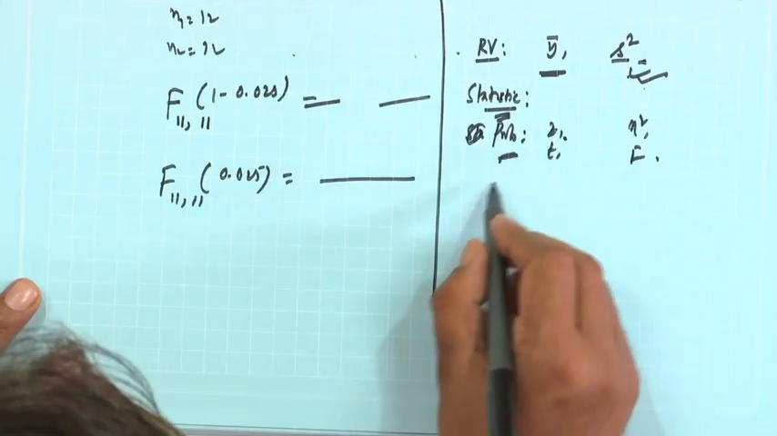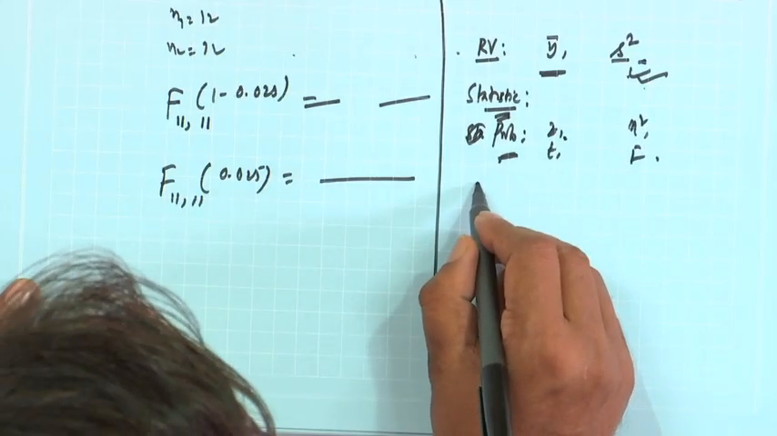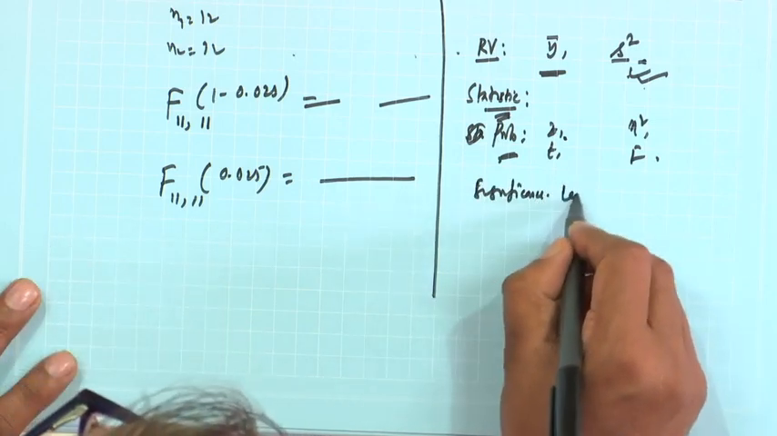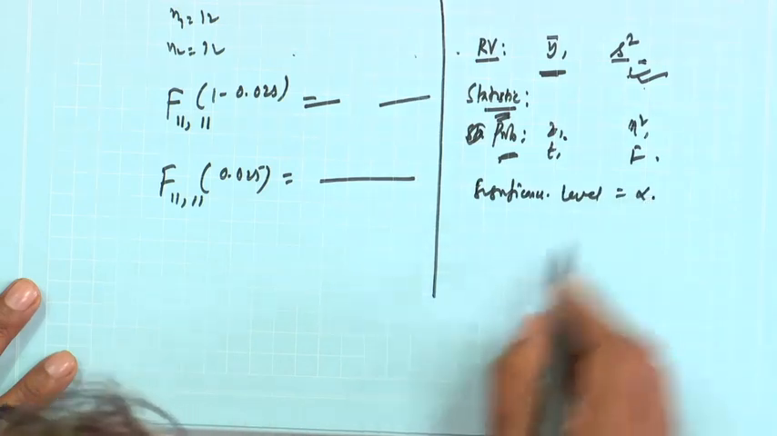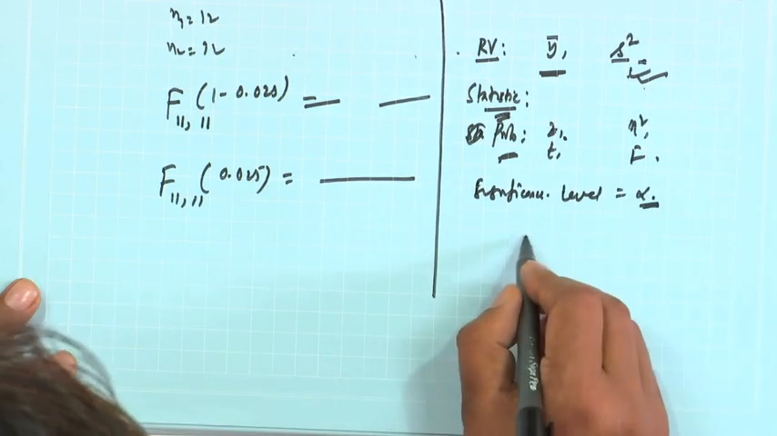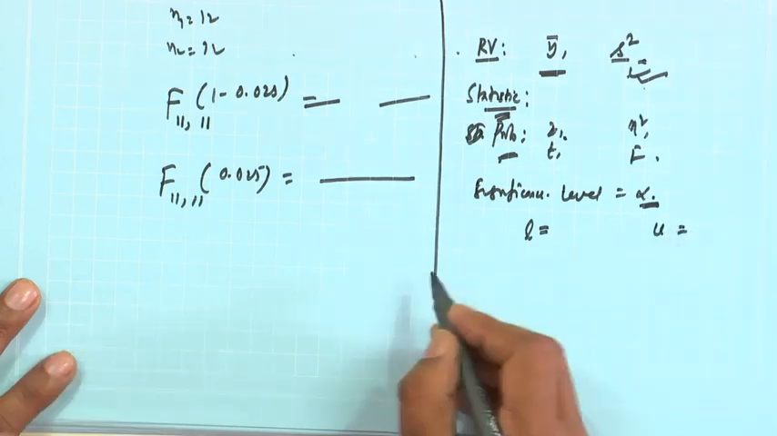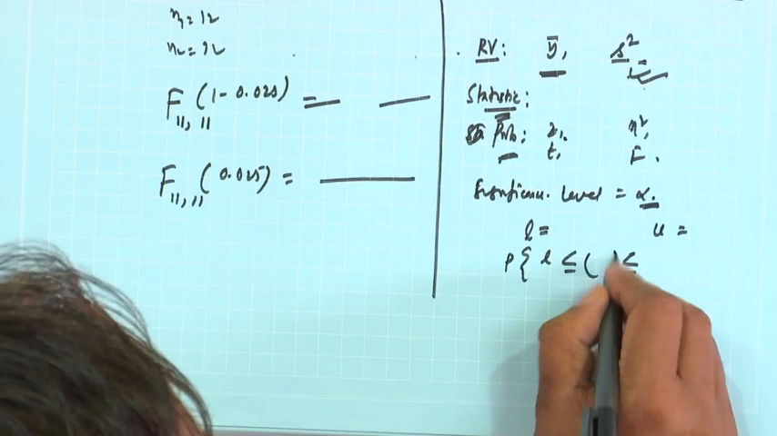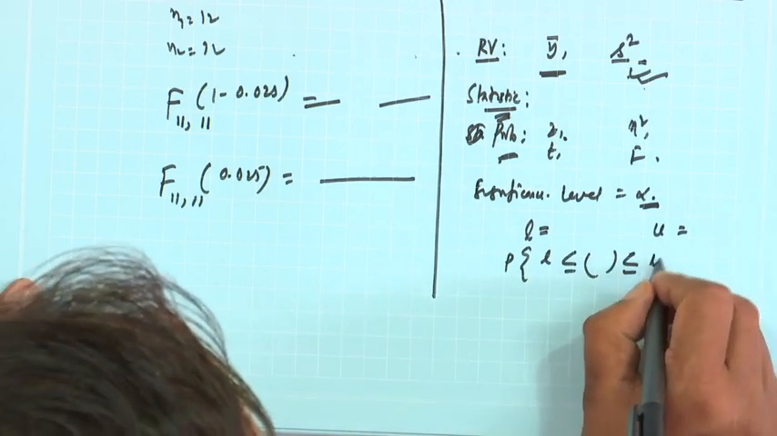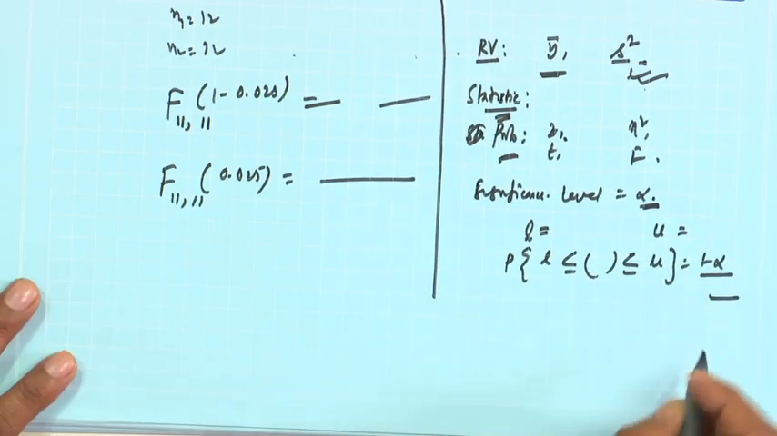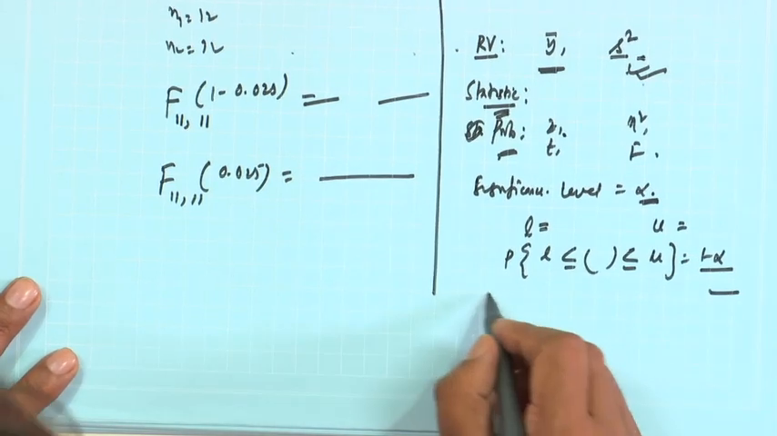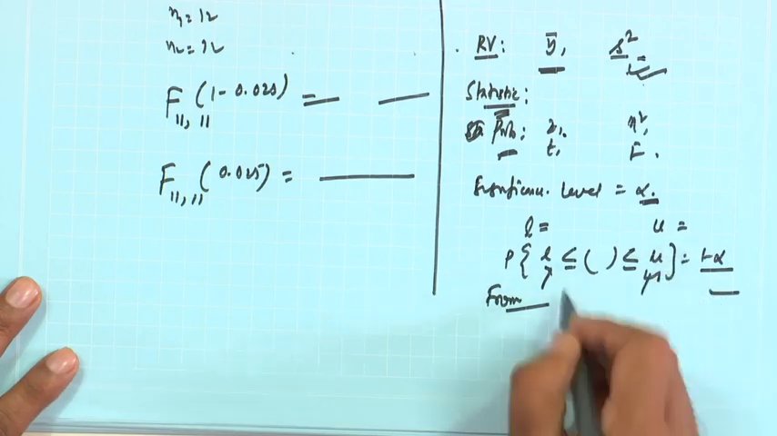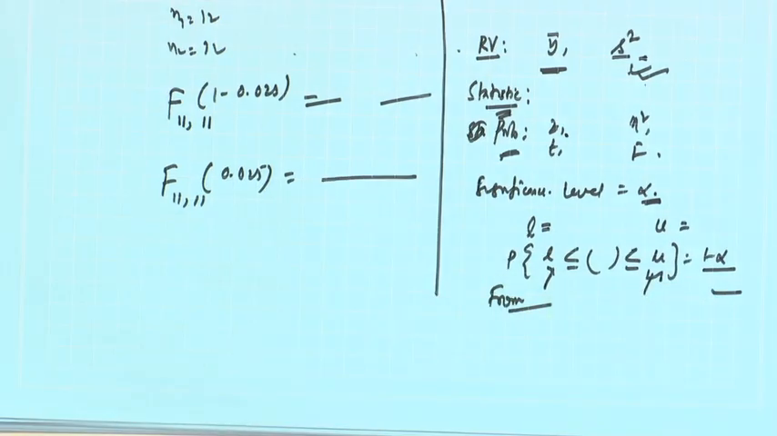Then you choose the significance level, usually alpha, and this will give you the lower limit and the upper limit. You choose them in such a manner that the probability is 1 minus alpha. Then from the appropriate table, find the lower value and upper value, put them here, and you get the confidence interval.